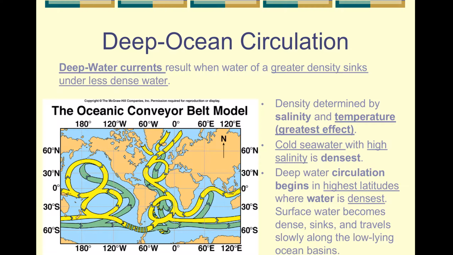And so when you've got two ocean currents that have different salinities, which is the total amount of dissolved salt in there, and temperature, you get this thing called ocean current subduction, which is when one current goes under the other one because it's more dense. It's kind of like if you try to put oil in water. One of them is more dense, so it sinks under. And as a result, you've got cold seawater with high salinity being the most dense.